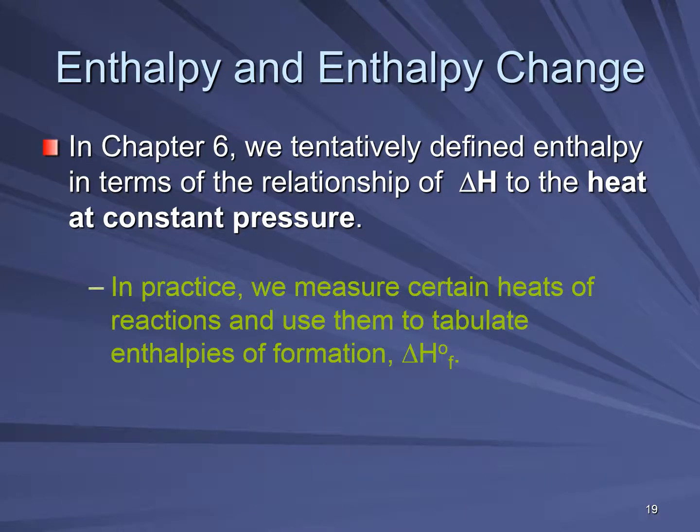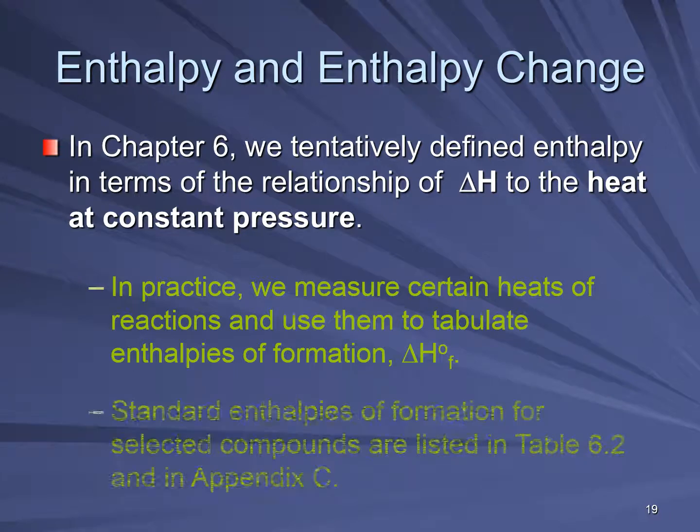Usually what we do is we tabulate enthalpies of formation. So you see delta H of formation with the little sub f, and we can use these because of Hess's law. All the delta H's that you find at the back of the book are delta H's of formation, which means the delta H that it took to make that chemical from its elements. Those standard enthalpies are found in table 6.2, but a better place to look is Appendix C in your book, because you'll see that they also have other values that we're going to use soon. So all of these delta H of formation are found in Appendix C.